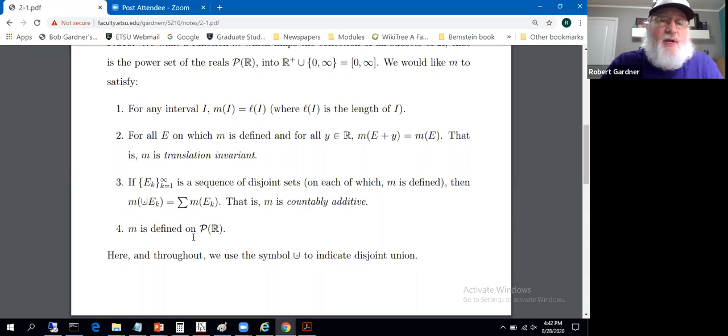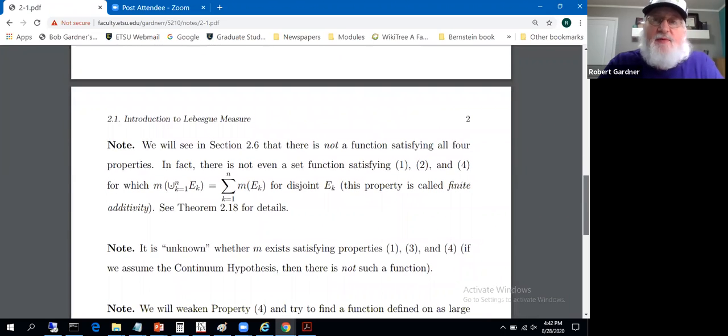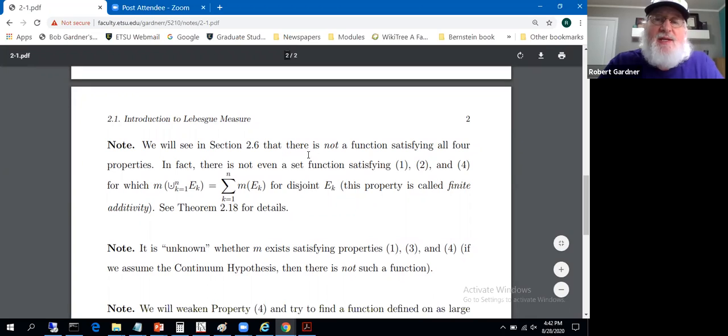And finally, we desire that m is defined, we really commented on this above, defined on the power set of the reals. So we want lowercase m, a function, that for every interval produces the length of that interval. It's translation invariant in this sense, it's countably additive in this sense, and it's defined on the power set of the reals. So it's defined on every subset of the set of real numbers. We'll see that we fail. We'll see in section 2.6 that there's not a function satisfying all four properties.